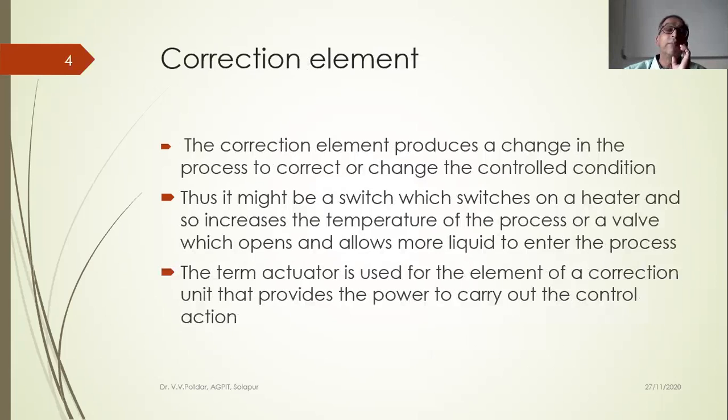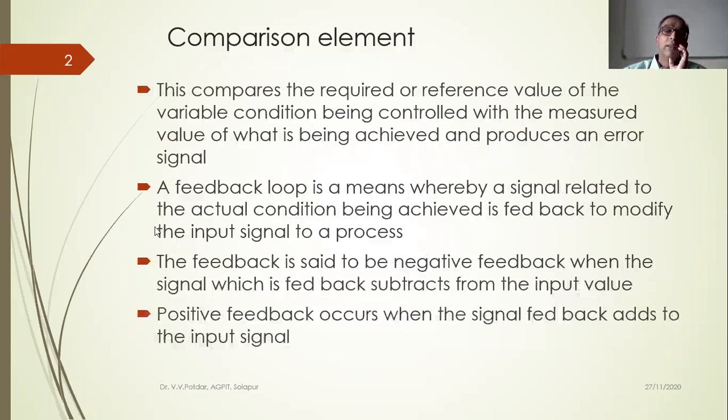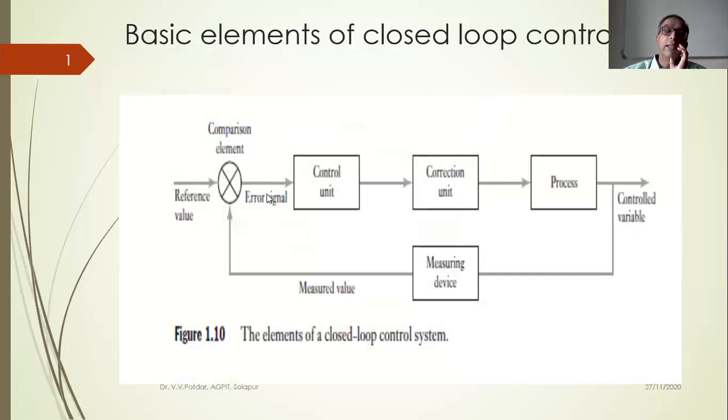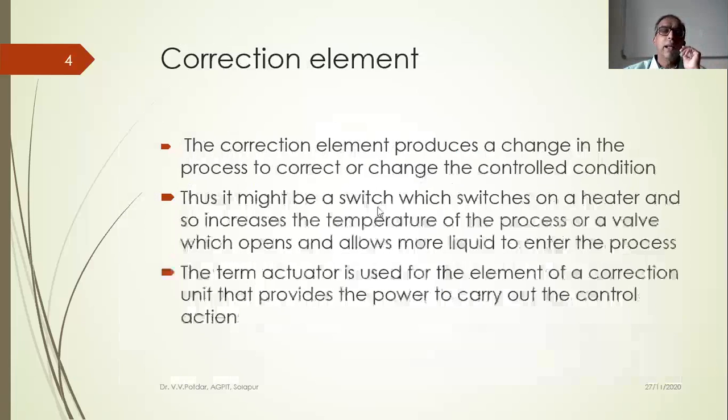Now the next element is the actuating element. So comparison, error signal is generated, then the control unit, and then the correction unit, or maybe the actuating unit. The correction element produces a change in the process to correct or change the controlled condition. Now what does it mean? Take the case of maybe the same familiar example, the furnace temperature, heat treatment furnace temperature controller.